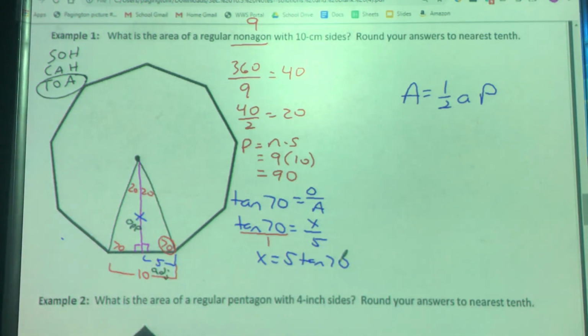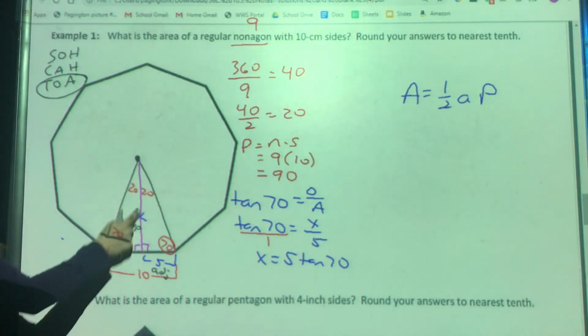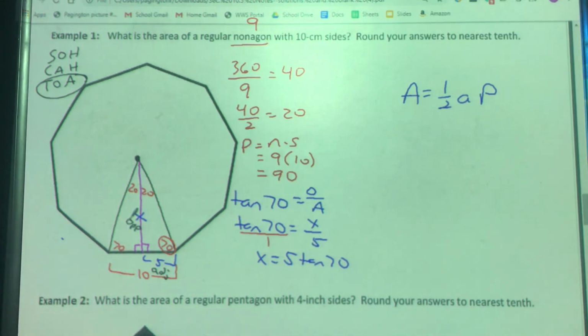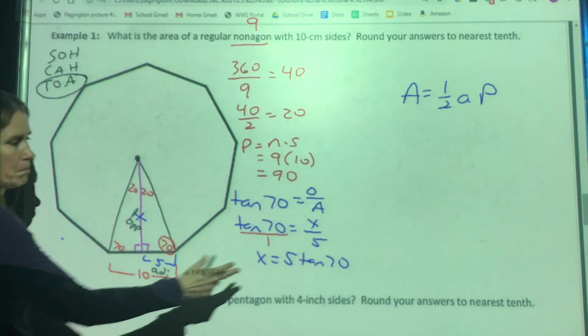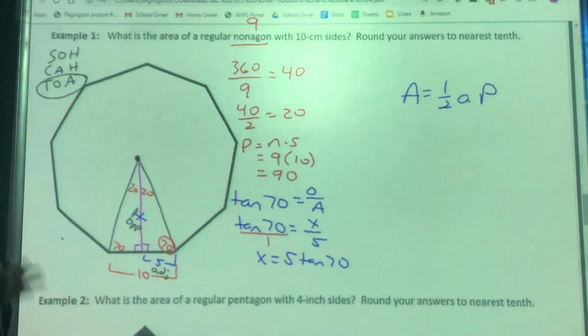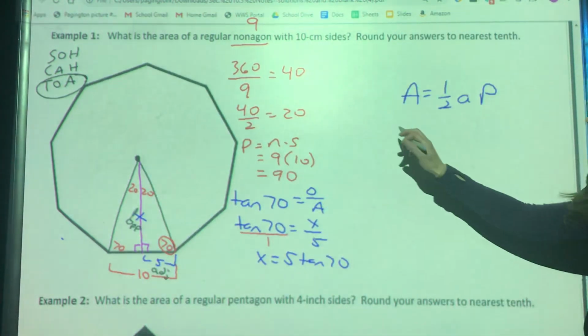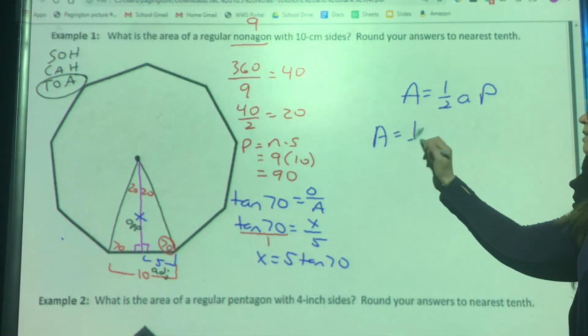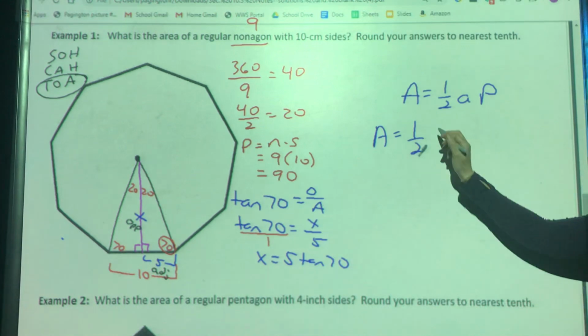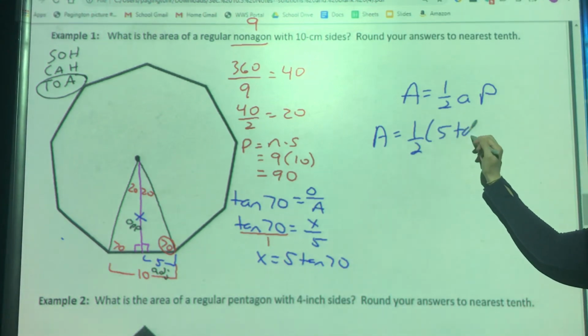gives me that. And so I know that that represents my apothem. Okay, I'm not going to make that a decimal yet because, again, I don't want to round throughout the problem. I'm just going to leave it like that for now. So if I come over here, I have what I need to plug in. My apothem I just found is 5 tangent 70.